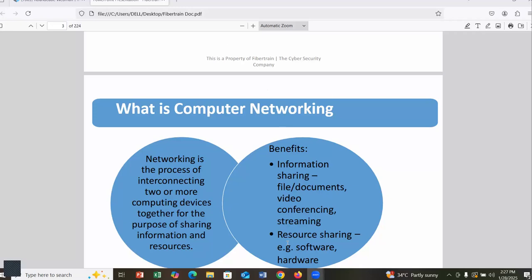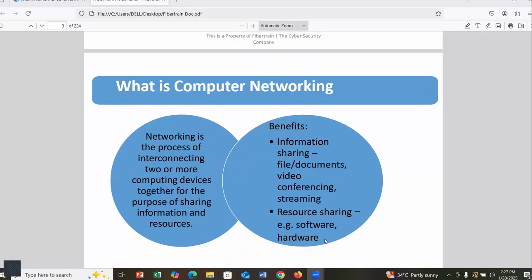So the second one now is resource sharing. When we're talking about resource sharing, examples are software and hardware. As we all know, software is something that we can see and cannot touch. Hardware is something that we can see and we can touch. Examples of software are our applications, antivirus. Examples of hardware can be your network cable, your hub, your switch.